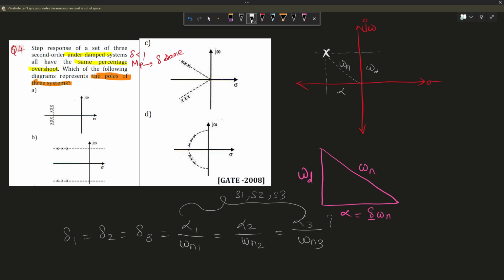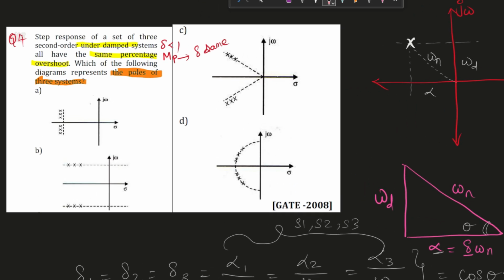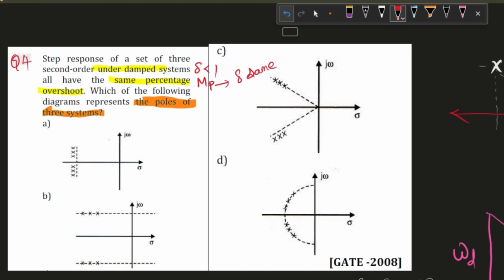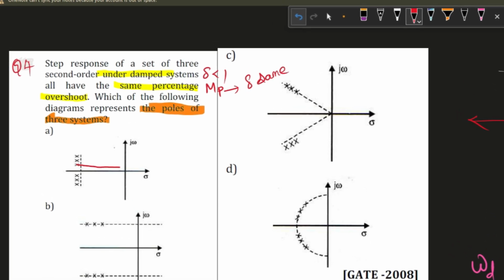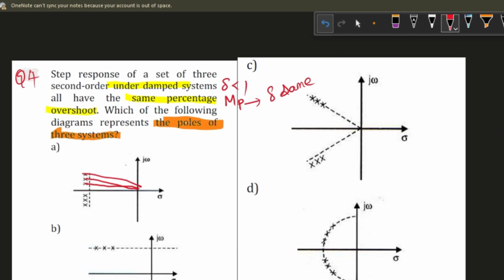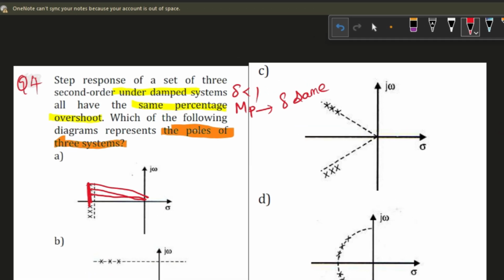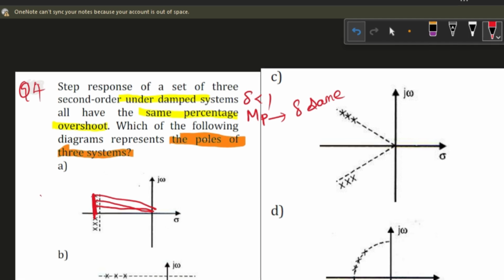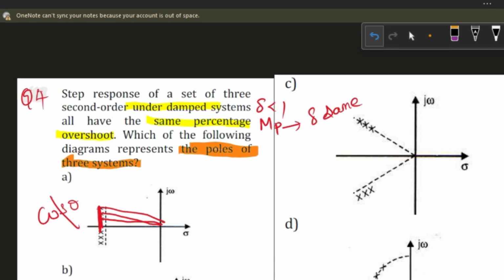So what is this ratio actually? This is actually the cos of this theta. This angle is theta and the cos theta is alpha by omega n. The cos theta is same for all 3 systems. Now let's examine the options that are given. In the first diagram, all 3 poles have different values of omega n but same values for alpha. So this does not make the cos theta to be same.